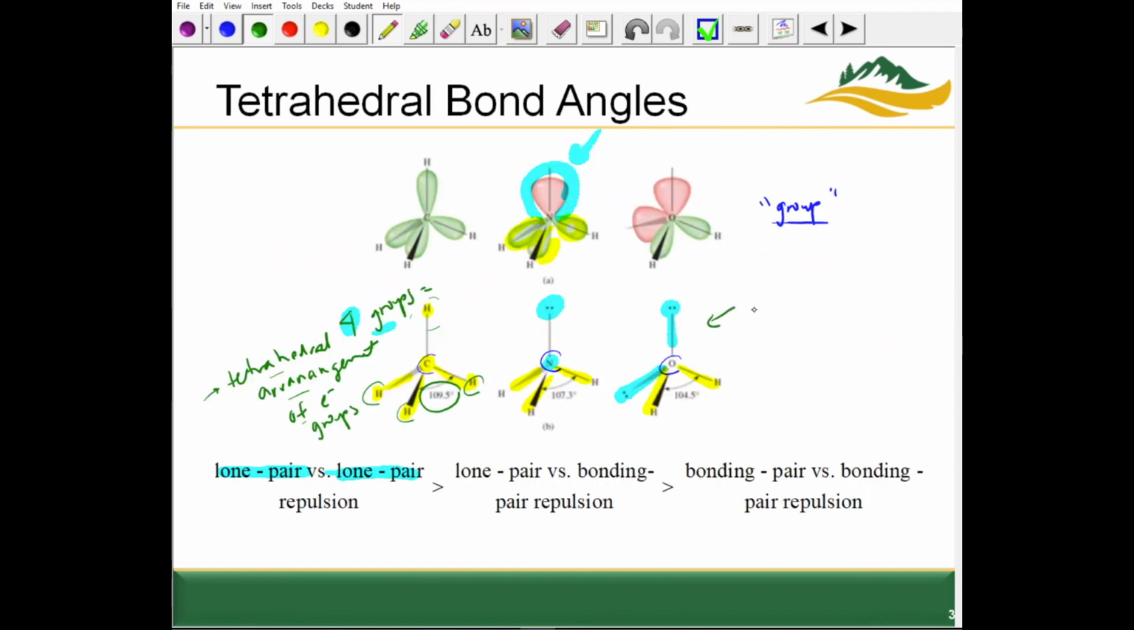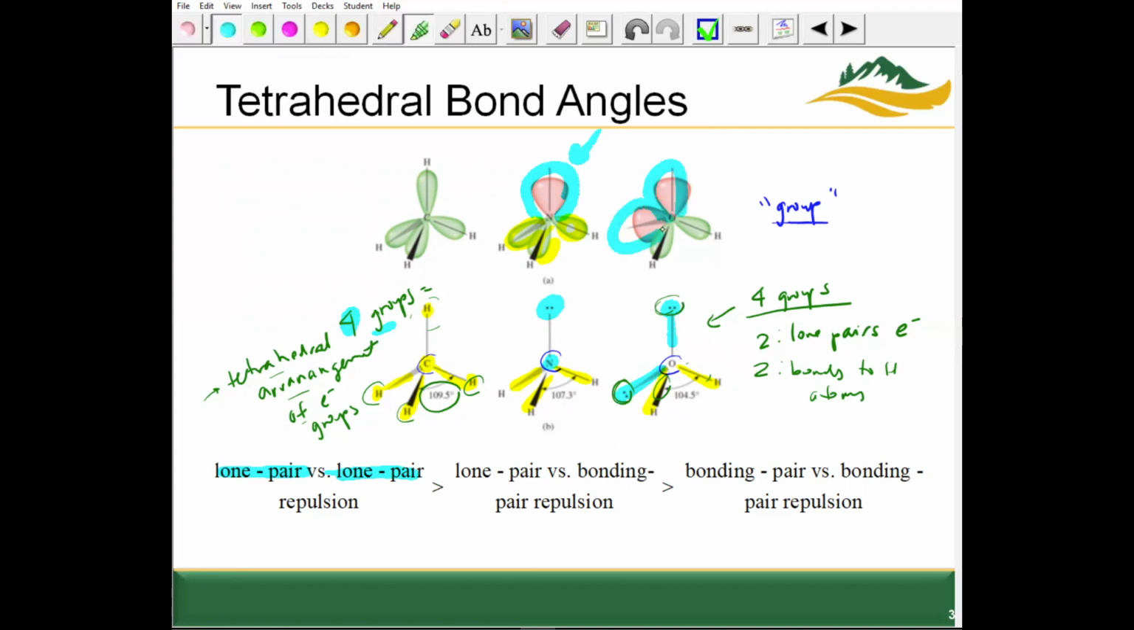So here are the groups. We still have 4 groups in total. 2 of those groups are lone pairs of electrons off of oxygen, and the other 2 are bonds to hydrogen atoms. So 2 electrons here in a bond, 2 electrons here in a bond, 2 electrons here just as a lone pair, 2 electrons here just as a lone pair.